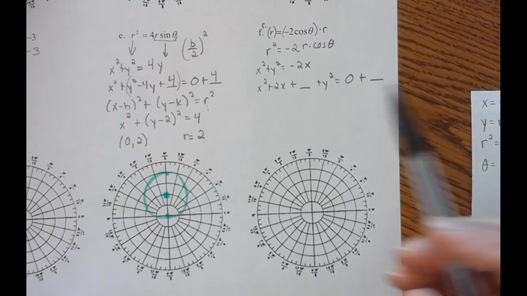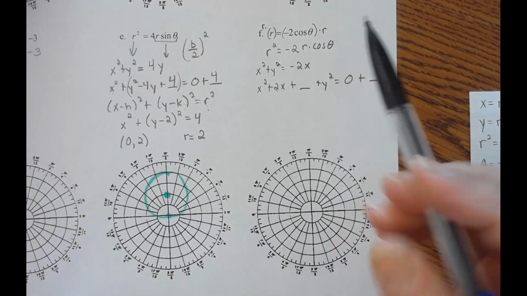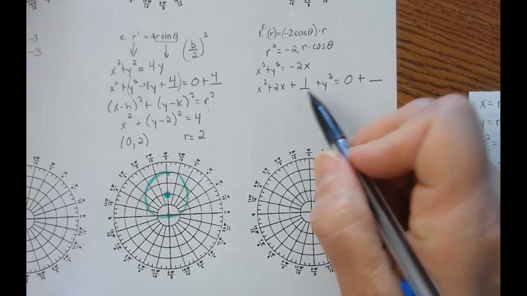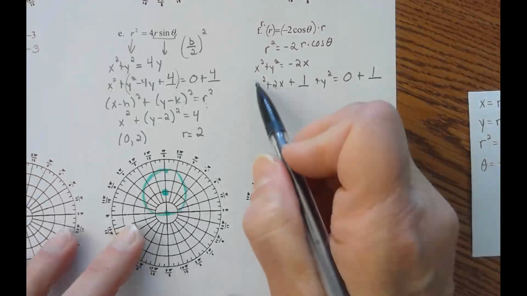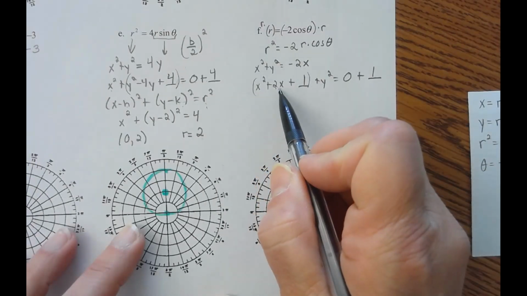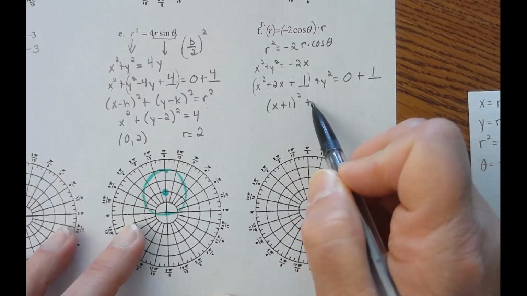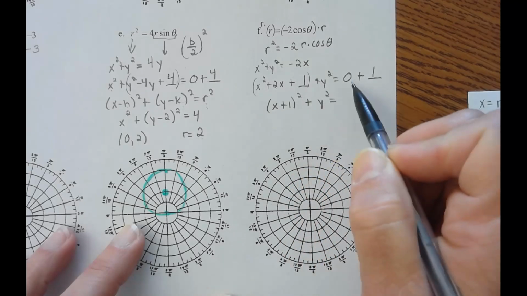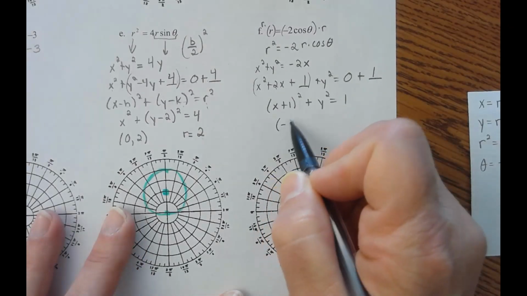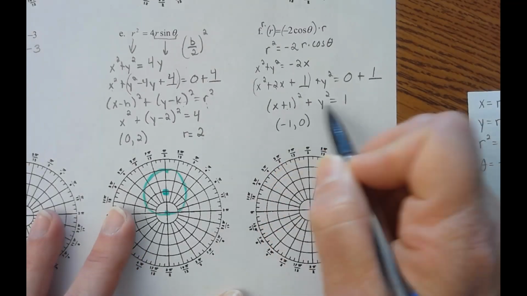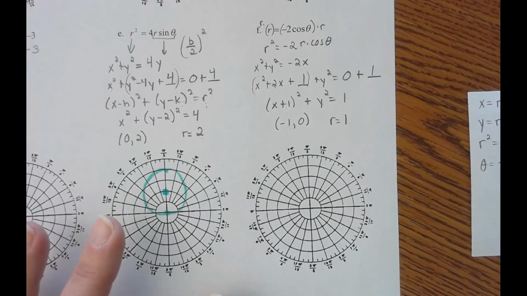Remember, to complete the square, you take half of the b value, which is 1, square that, and you get 1. Whatever you add to one side, remember to add to the other side. Now I can factor x squared plus 2x plus 1 into x plus 1 quantity squared. Still have y squared. 0 plus 1 is 1. Now I can see that the center of the circle is -1, 0 from h and k, and the radius is 1. And I'm ready to graph.